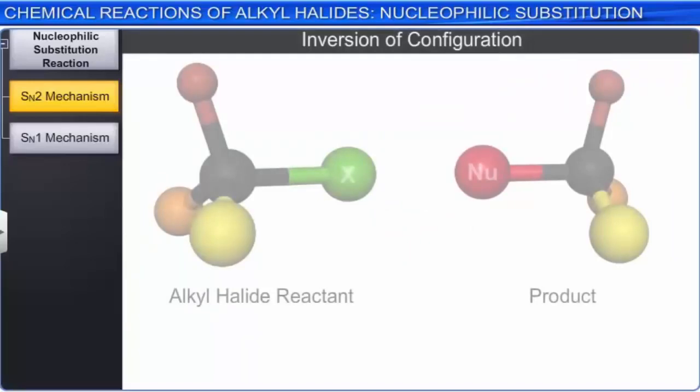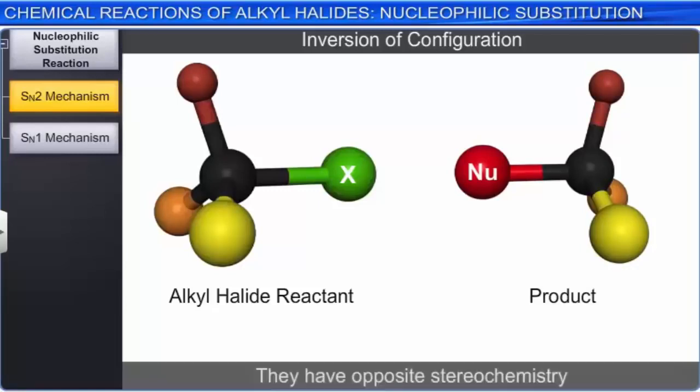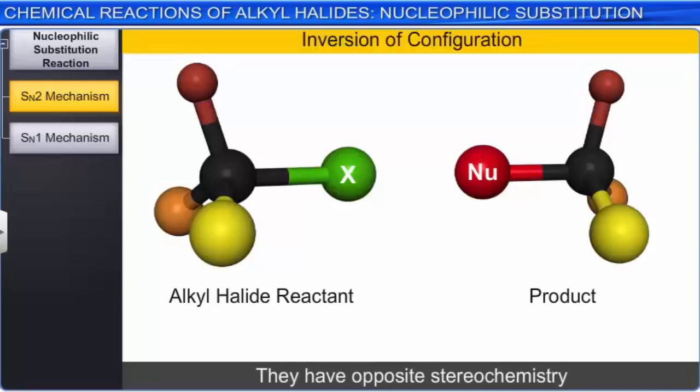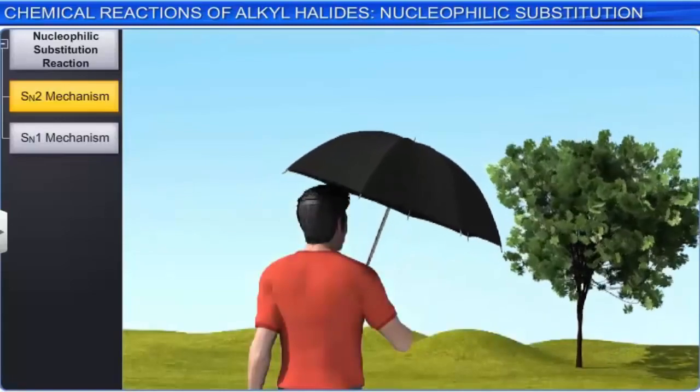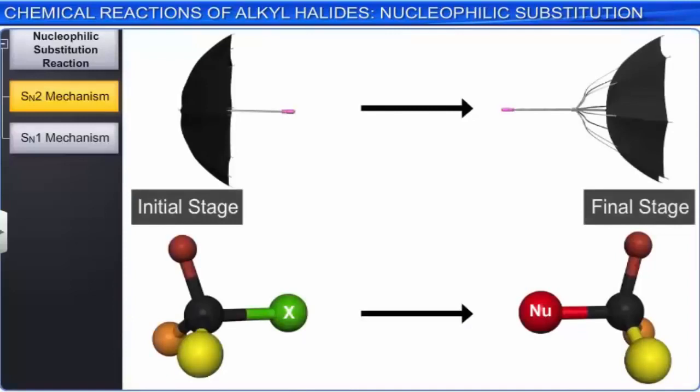There is only one type of product in an SN2 reaction. If you compare the alkyl halide reactant and the substituted product, you can see that they have opposite stereochemistry. This switch is called an inversion of configuration. Can you imagine an umbrella being pushed inside out by a heavy wind? This is a useful analogy for understanding the SN2 mechanism.